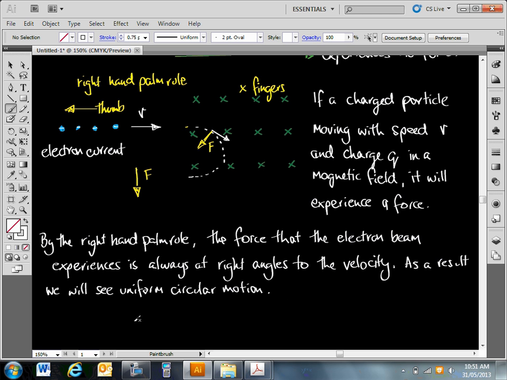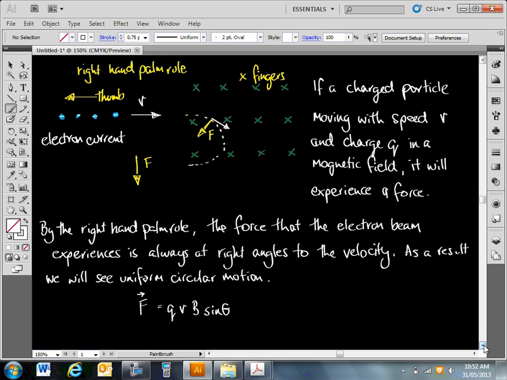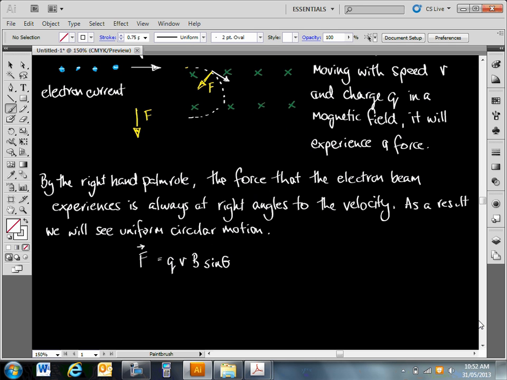We know that the force it experiences is this: F equals Q V B sine theta. I'll state that now and then I'll explain it. How do we get this?